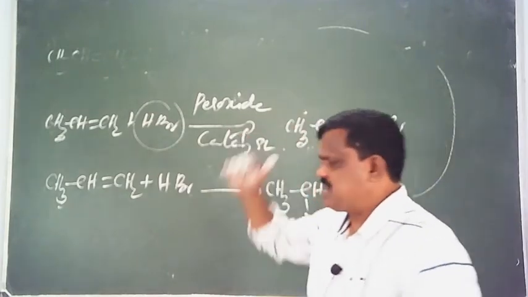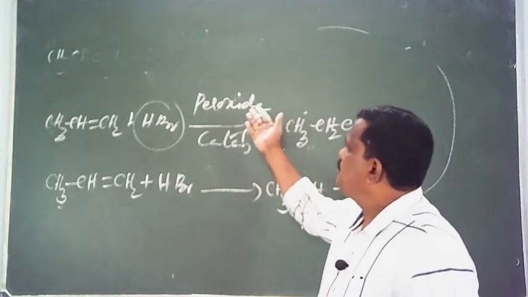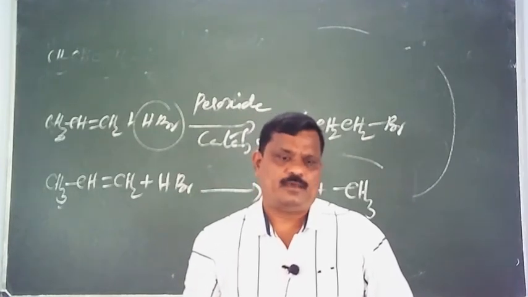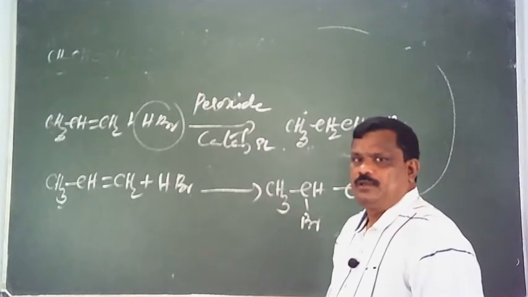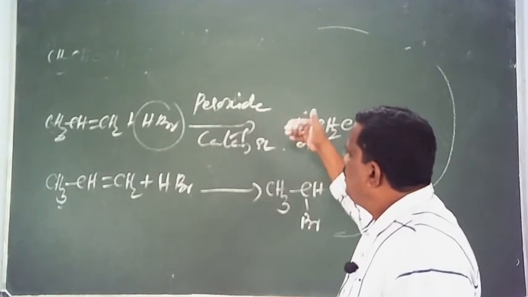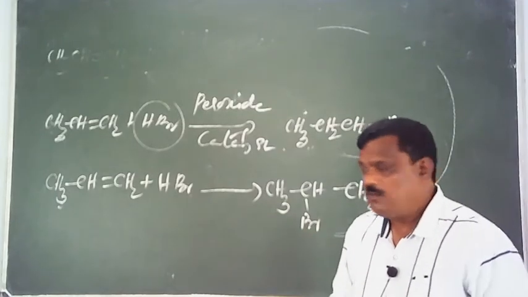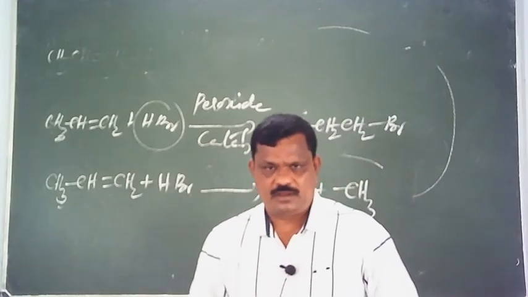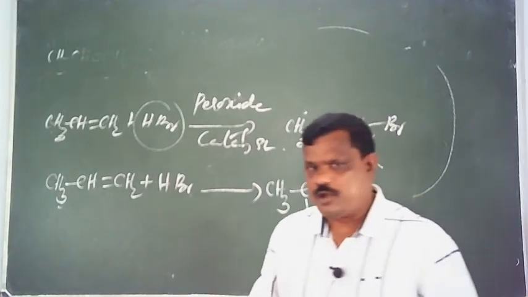Therefore, peroxide effect can be seen only in case of HBr. Peroxide effect cannot be seen in case of HCl and HI. Okay, this point should be kept in mind. I am not going to give the reasons for this now. While discussing CET concepts, I am going to give the reason why HBr shows peroxide effect. Why can't HCl and HI? Here I am not going to explain this.